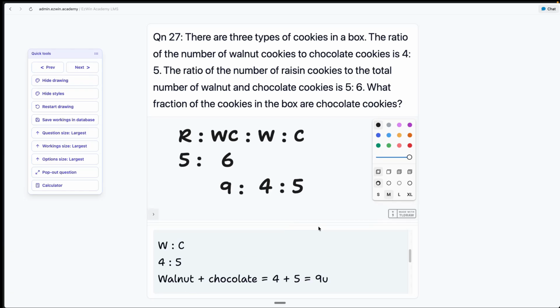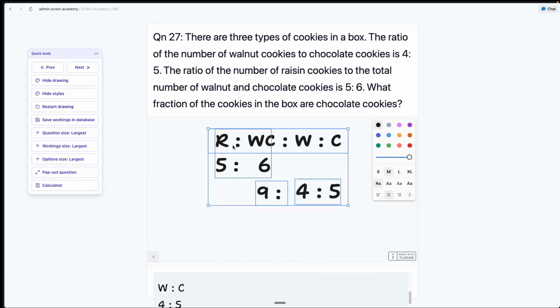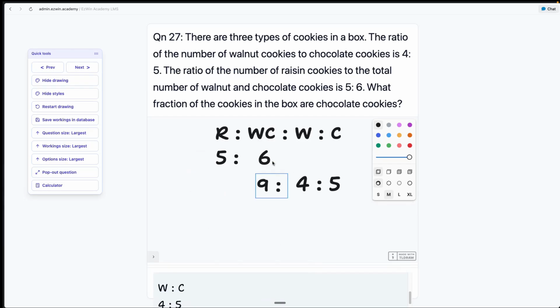Okay, very good. From here, what we can do is we can just make this into 18. How we do that is times 3 for this, and this will be times 3 as well for raisins. And then this one is times 2. So this times 2, and this times 2, and this times 2 as well. So the final one is this, okay, I'm going to make it extra large.